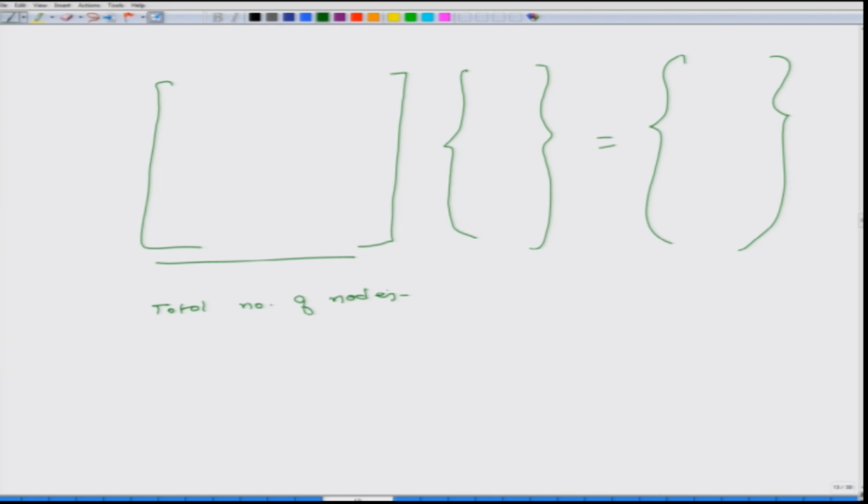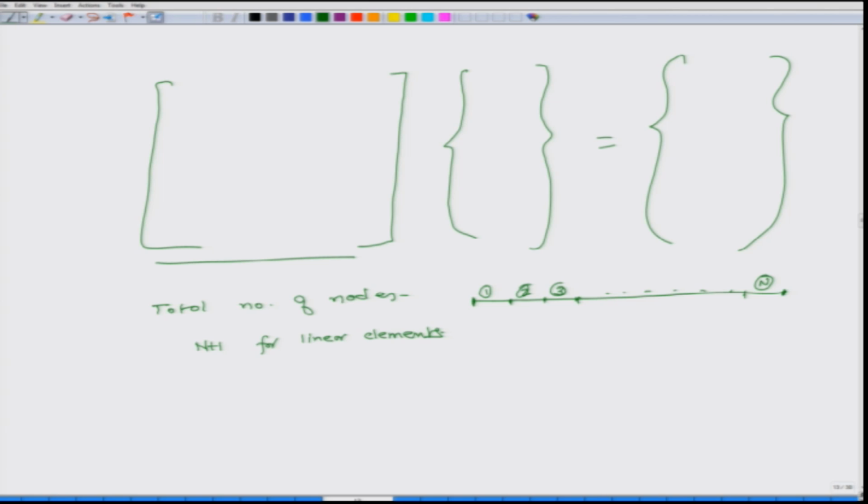If all the elements were linear, how many nodes would there be? Not 2n. Suppose this is the nth element, first element, second element, third element, like this. So how many nodes? It will be n plus 1, right? So the total number of nodes will be n plus 1 for linear elements. So the size of the matrix will be n plus 1 by n plus 1.